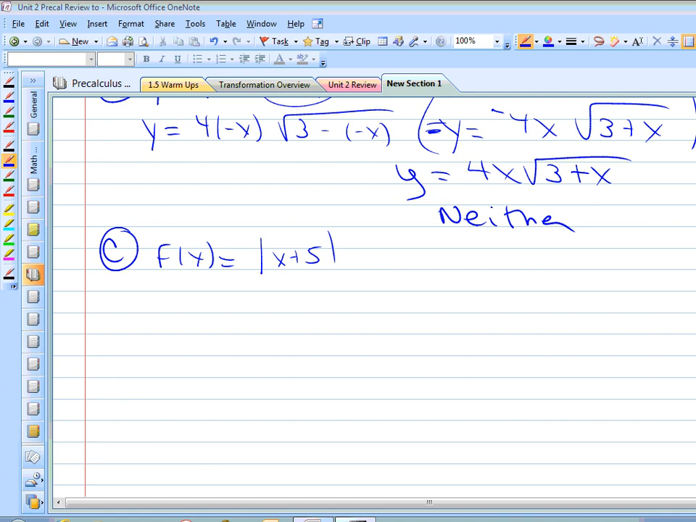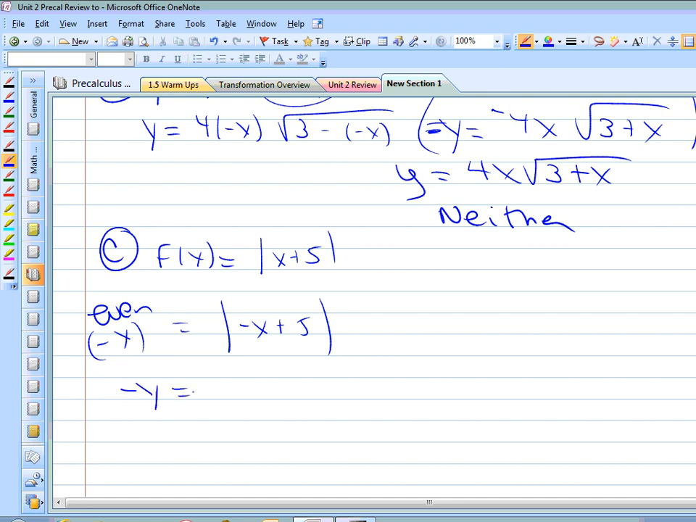All right, for part C, we have an absolute value, and so let's test it. If we test for even, that would be putting a negative x in. We would have negative x plus 5. But that x would just stay negative, and it would make a difference in our result. If we test for odd symmetry, we would make it a negative y equals the absolute value of negative x plus 5. And if we multiplied through by a negative 1, we would get a positive y, but we get a negative on the outside of the absolute value of negative x plus 5, which is not the same as the original equation. So this also is neither.